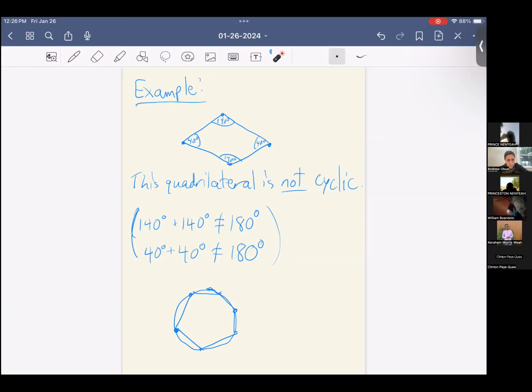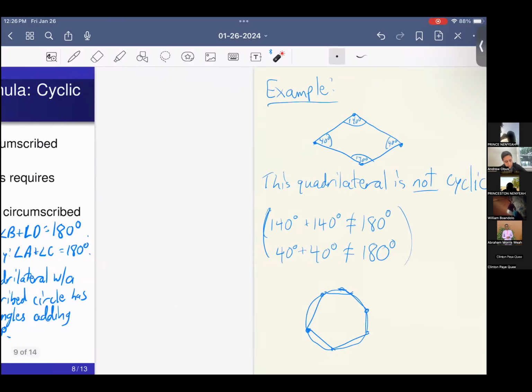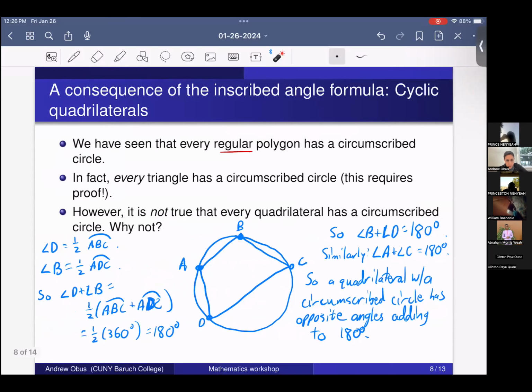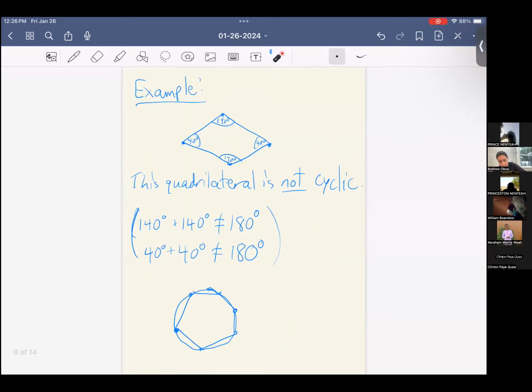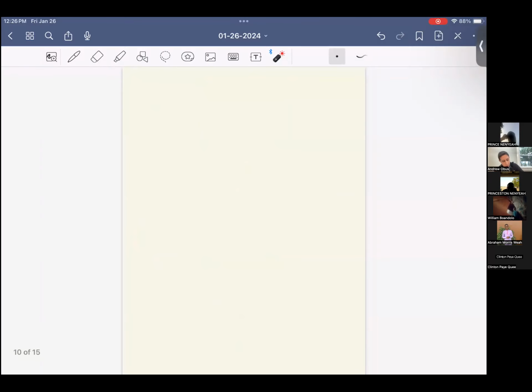Okay, so can we just quickly look at this argument for triangles? So for triangles, you don't have the exact same argument, right? Because if you try to make this argument with a triangle, you don't really have any opposite angles, right?